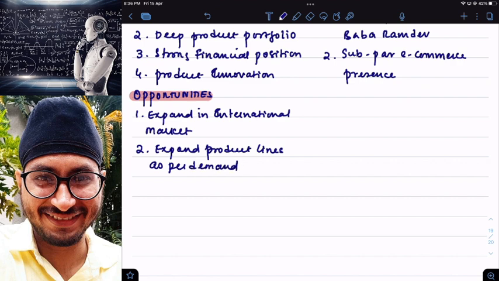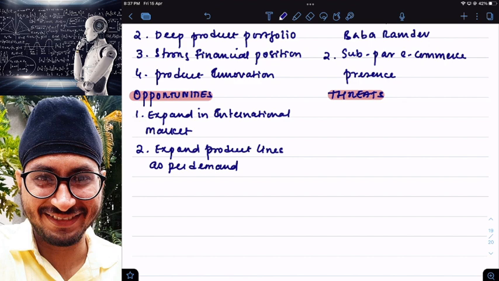They can listen to their customers. Many companies don't listen to their customers. They manufacture what they want to manufacture. There are only some companies which manufacture what the customer wants. Listen to the customer, try to expand your manufacturing based on demand. That is why it's an opportunity. Just like opportunities, they also have threats.